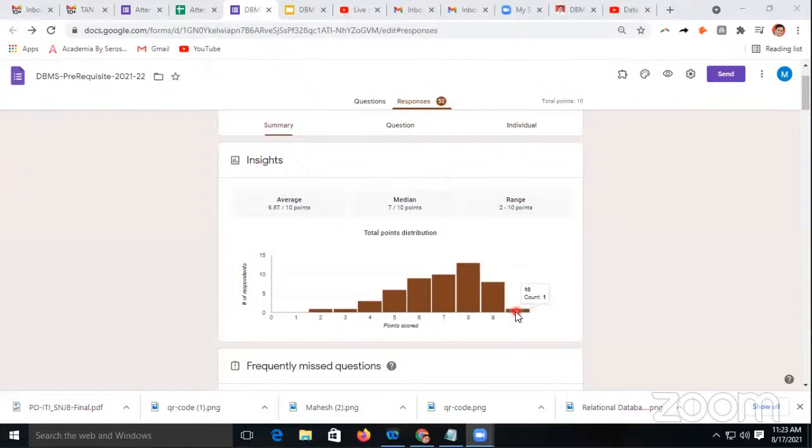And I can see that only one student has got 10 marks. Eight students got 9 marks. So likewise, you will understand. Don't worry, I am not taking the name of anyone here. But yes, those who have got 10 out of 10, I will definitely take their name here.